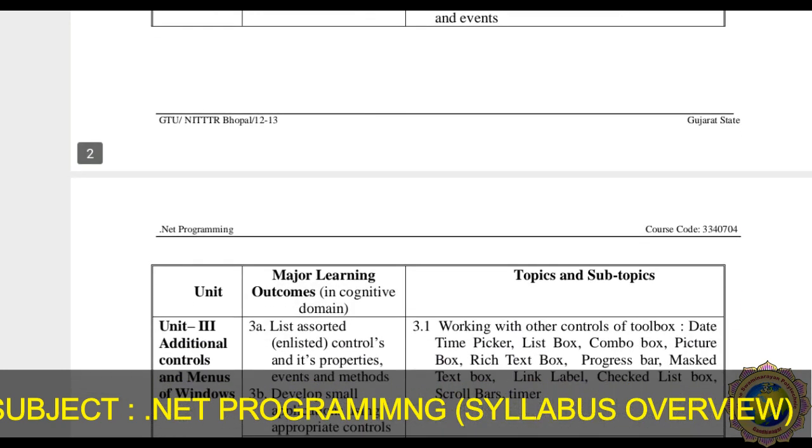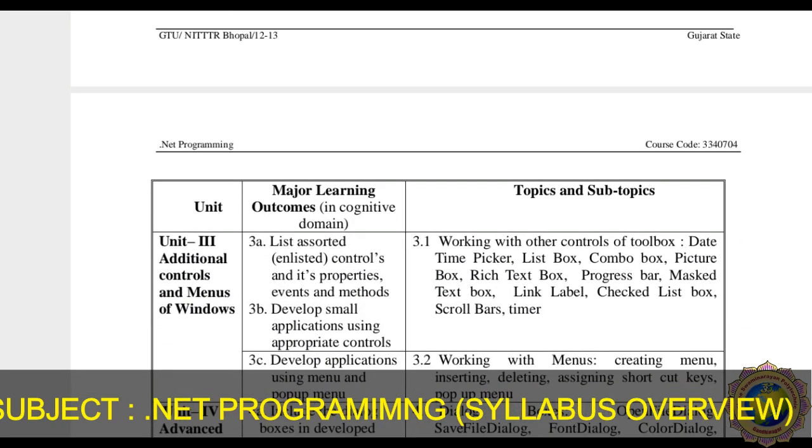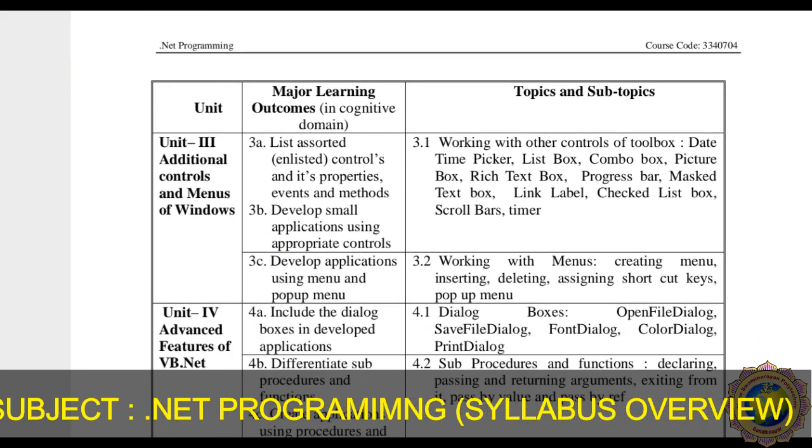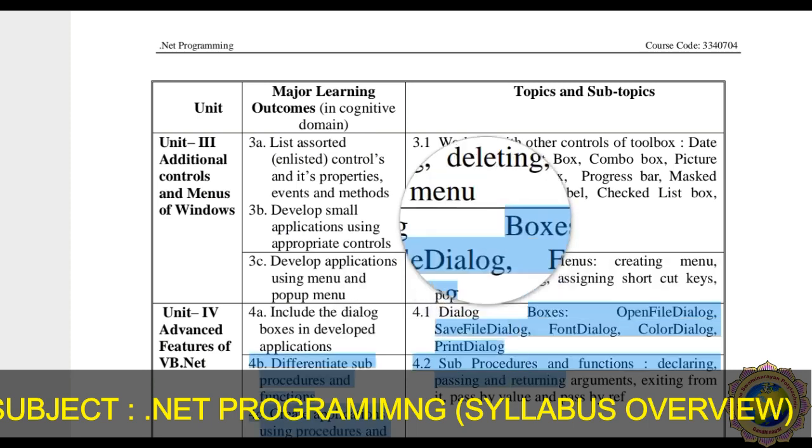Then chapter number 3, additional controls and menus of Windows. From chapter number 3, depending on the major learning outcomes, we have to list assorted controls and their properties, events and methods, develop small applications using appropriate controls, and then develop applications using menus and pop-up menus.